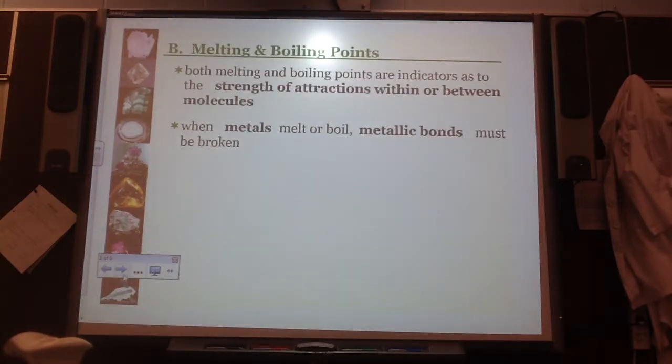So when we think about our melting and boiling point, the melting and boiling points are indicators of the strength of attractions within or between molecules. So it kind of tells us how strong they will be. When metals melt or boil, metallic bonds must be broken. And I'm going to go through metallic bonds in more detail next week, too.